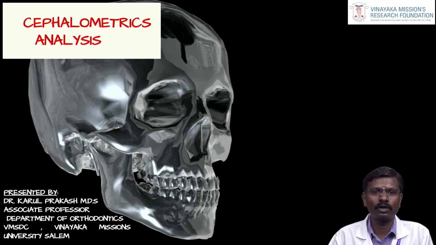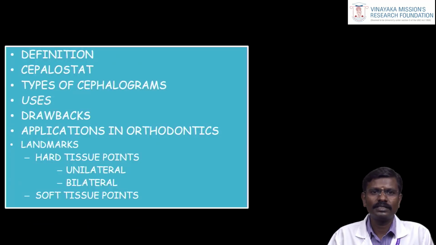Today we are going to see about cephalometrics in orthodontics. In cephalometrics we are going to see the basic cephalometric analysis that we need to use in our daily clinical practice. We are going to see definitions, what is meant by the cephalostat, the types of cephalograms, uses, drawbacks and applications in orthodontics, and the landmarks: hard tissue and soft tissue landmarks, whether unilateral or bilateral, and the soft tissue analysis also.